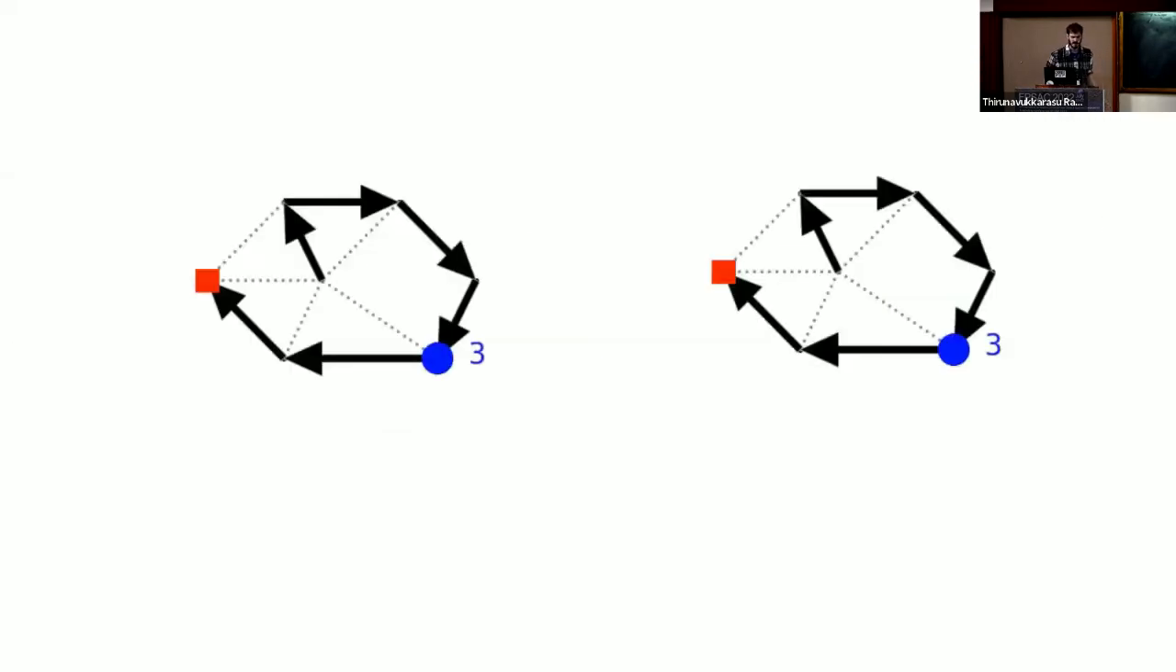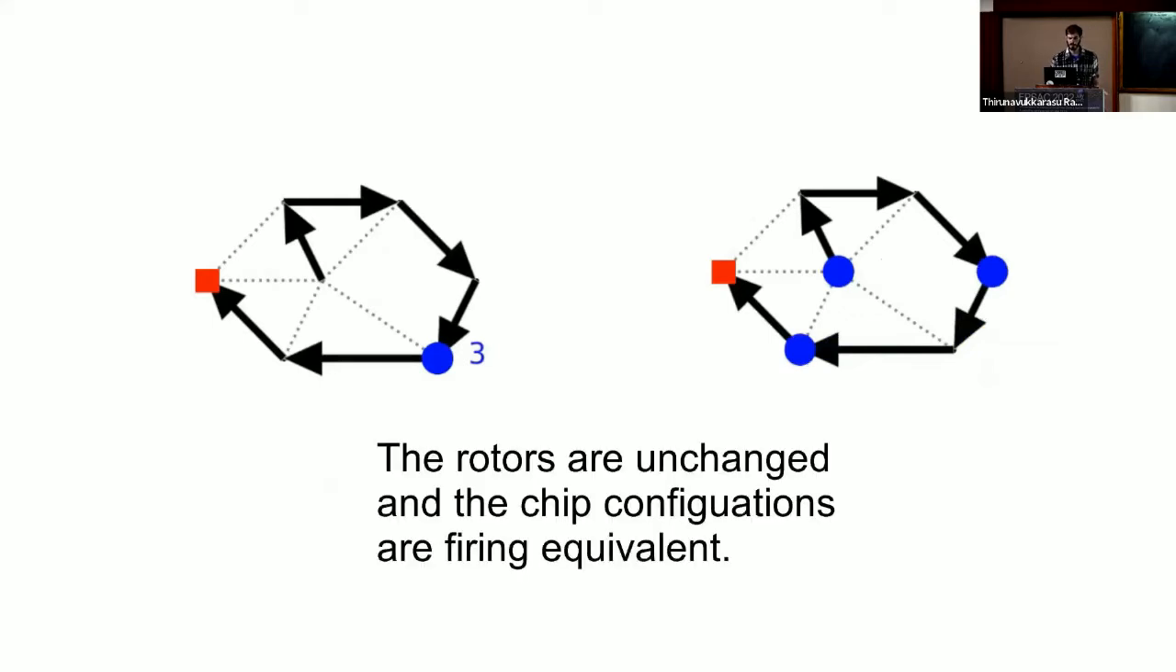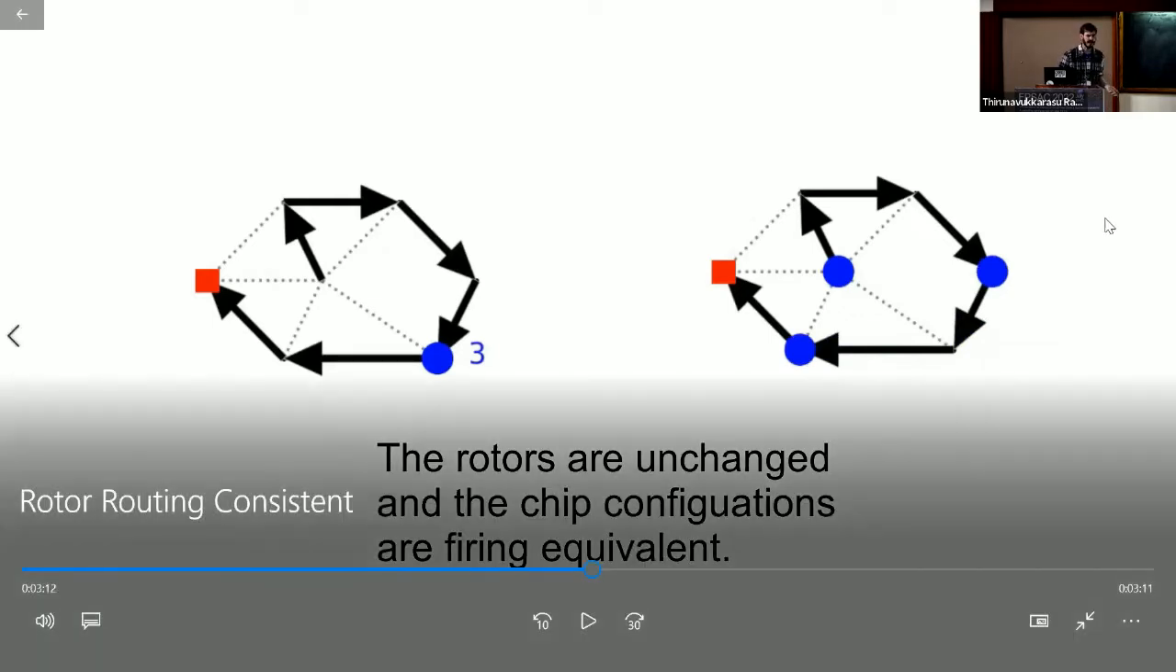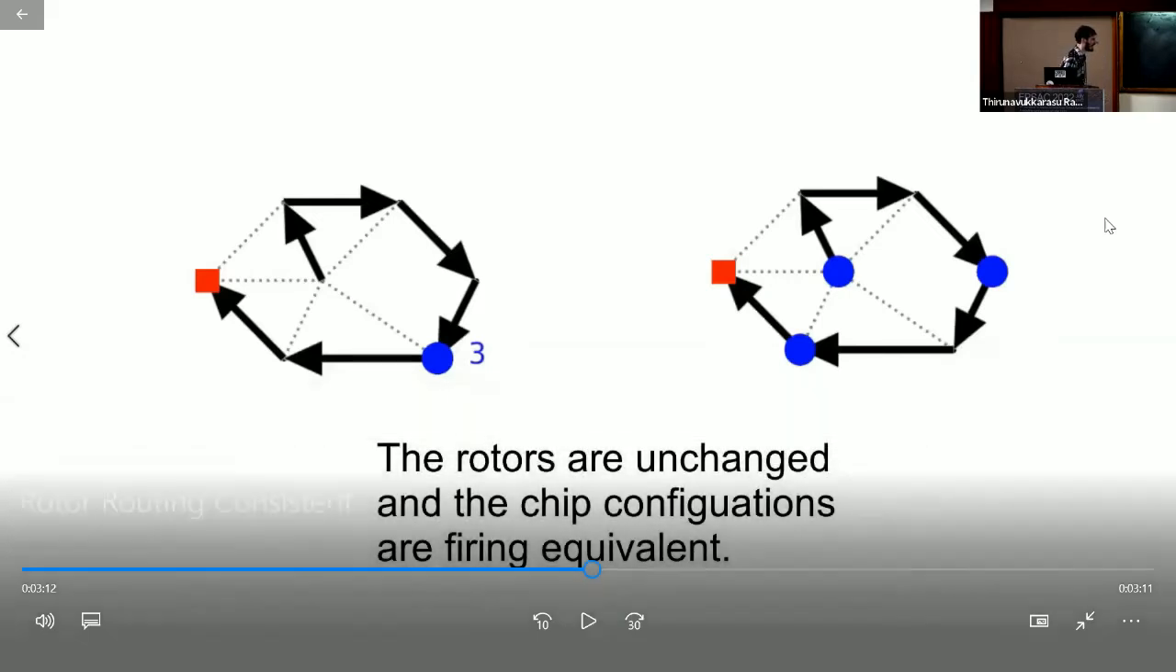So this is a pretty short animation. You see we have the same situation. On the right, we're going to move the chip 3 times from this position. And what we end up with is all of our rotors are in the exact same position. And it looks like we just fired this bottom right vertex.